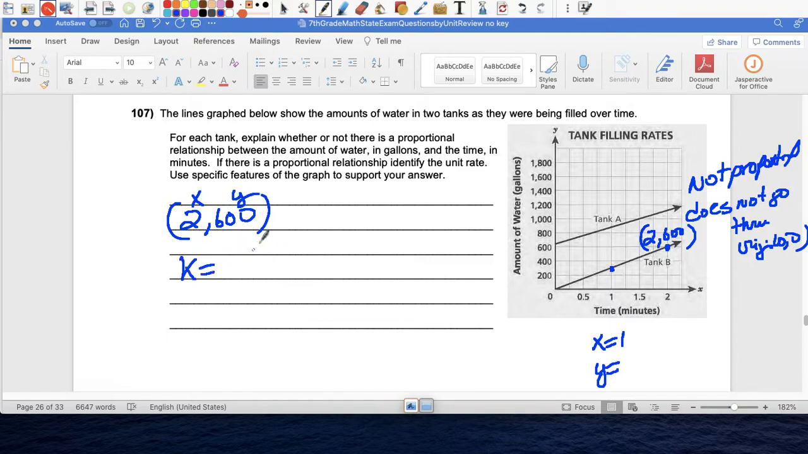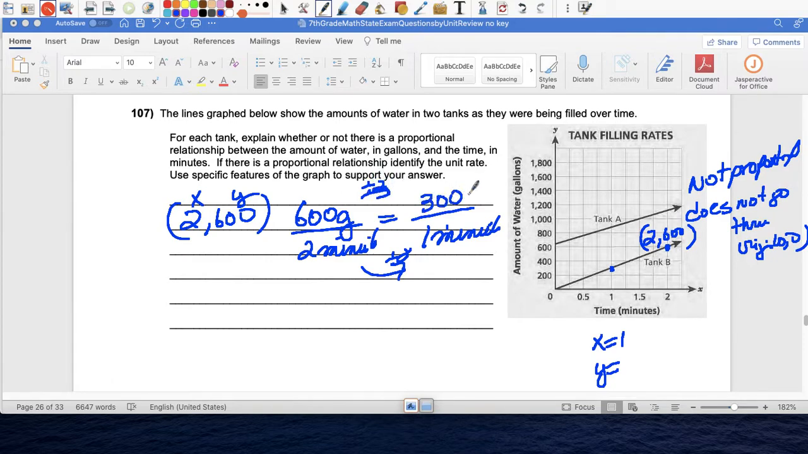If I want to find K equals Y over X, you can write that as a fraction. So we can say that 600 gallons in 2 minutes. I can change that to a unit rate, so change that to 1 minute. That's easy enough. Divided by 2, and we get 300 gallons per minute. Or if you did Y over X, you get K. Our constant of proportionality is 300, which, as you can tell, is also a unit rate.